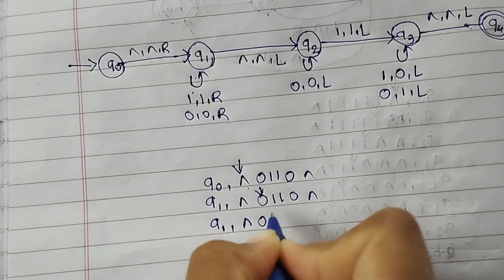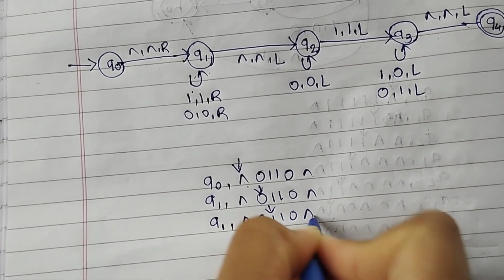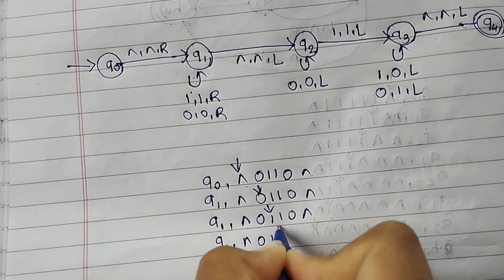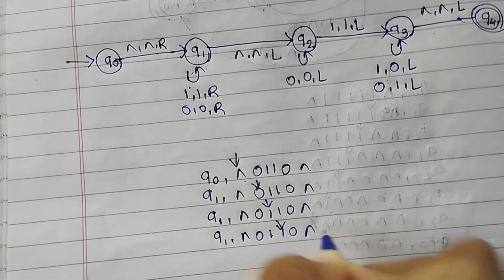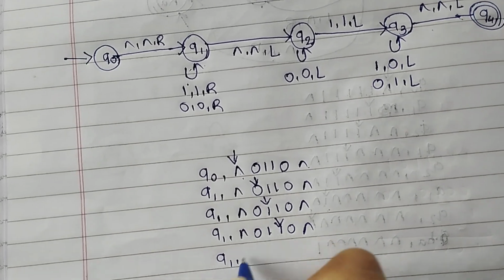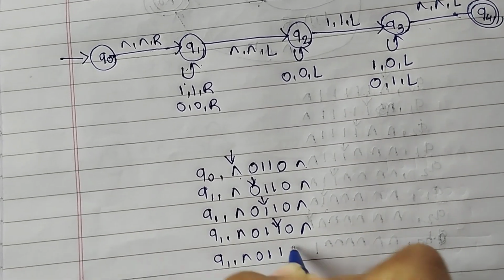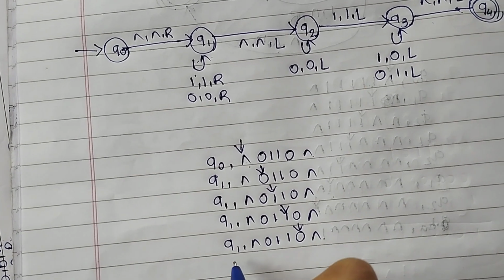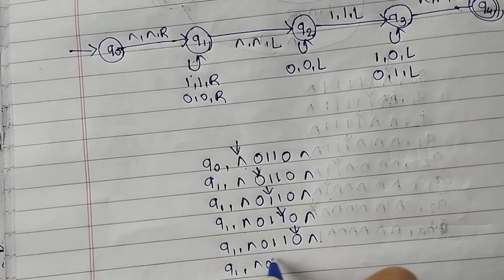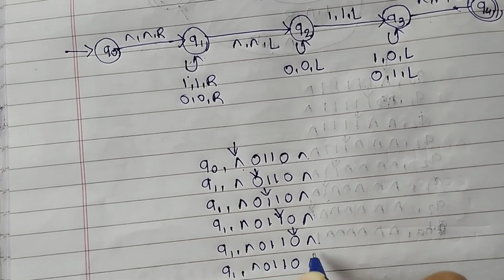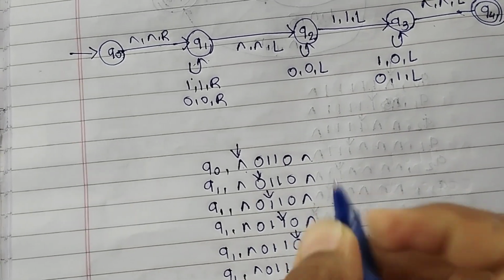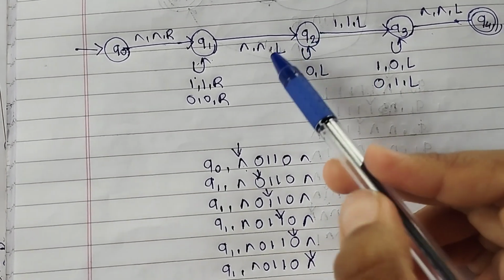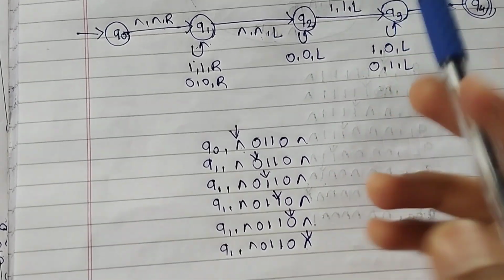So null 0 1 1 0 null. Then again Q1 state, null 0 1 1 0 null, and again keep as it is in Q1. Now we read null. When you read the null in the Q1 state, go to the Q2 state, but start to travel to the left side.